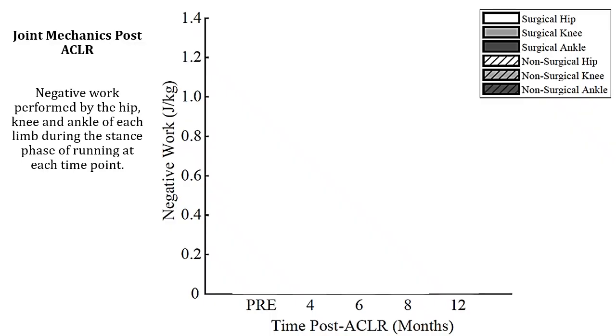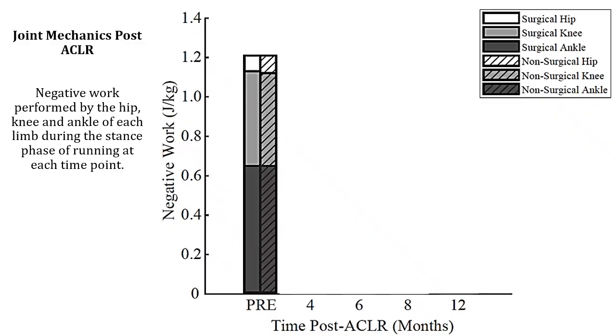And then there's going to be 2 bars that populate. The first bar that does not have the black diagonal lines across it is the healthy limb. And then the bar within the clustered histogram that has the diagonal black lines is the injured limb. You can see in the white is the negative work, or the shock absorption, that is done for the hip. The light gray is going to be the knee, and then the darker gray is going to be the ankle.